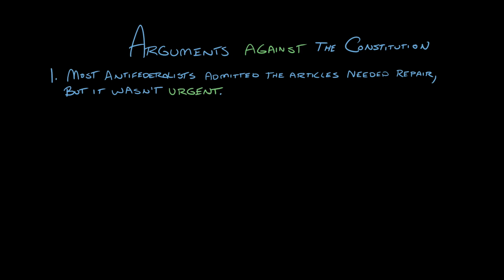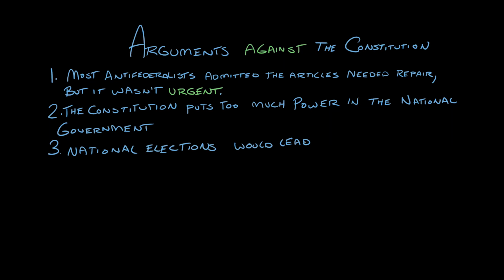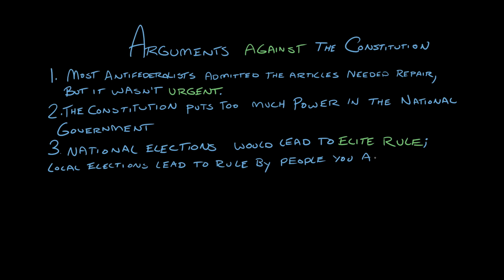The other arguments were the Constitution put too much power in the national government. It put too much power in elites. The fear was if you had national elections, only elites would win. If you had local elections, the people you actually knew would win. So they thought a big national government would be too far away from the people to know what they really needed, as opposed to state governments, which they perceived as being sort of more personal, closer to the needs of individuals.